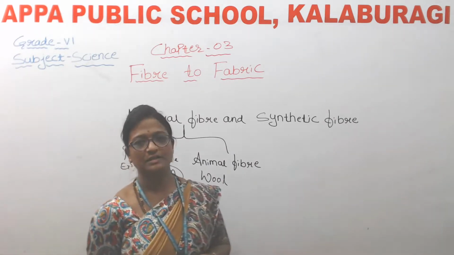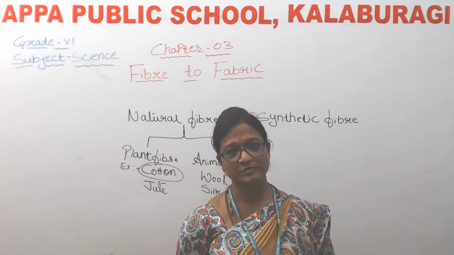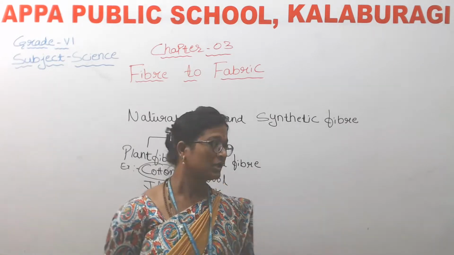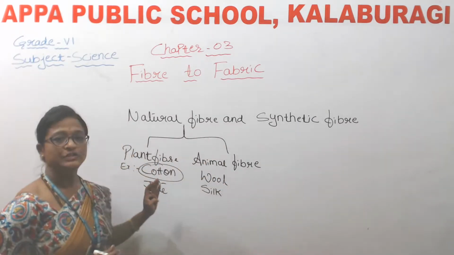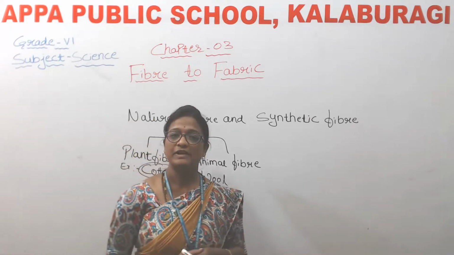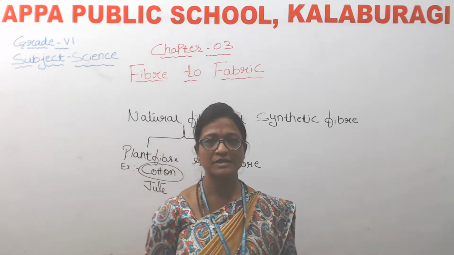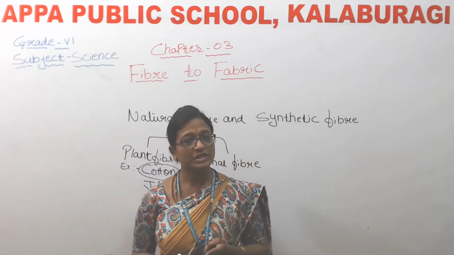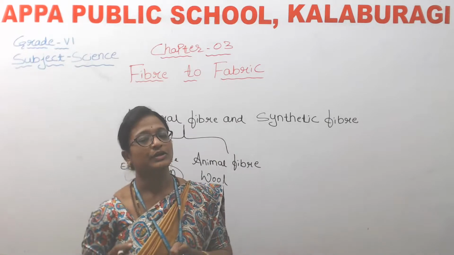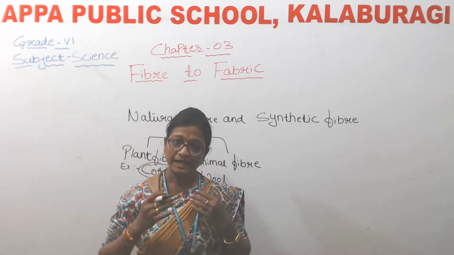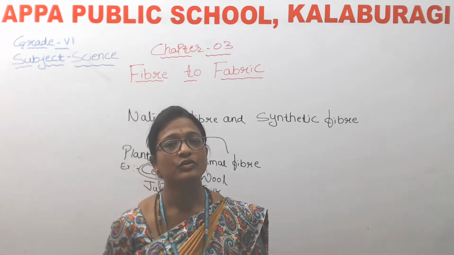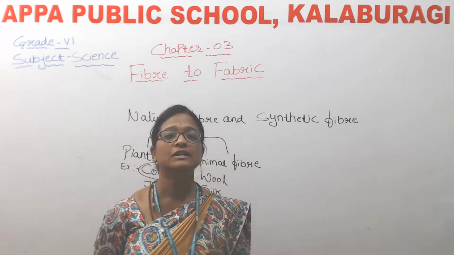Cotton. Cotton fibers are obtained from the cotton plants, isn't it? So what is the process? During the flowering stage, the cotton plants produce flowers of yellowish white color. After a few days, the yellowish white flowers change their color to reddish pink. And again after a few days, these flowers convert into fruit, that is the green cotton ball.